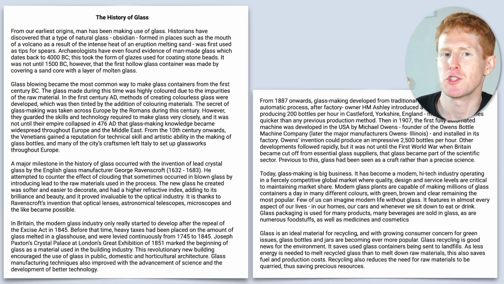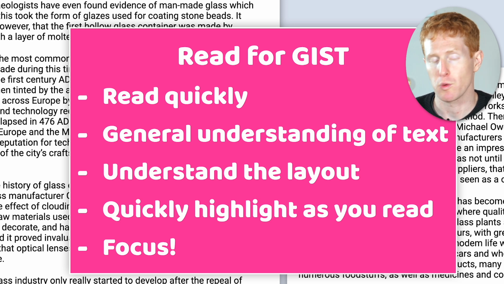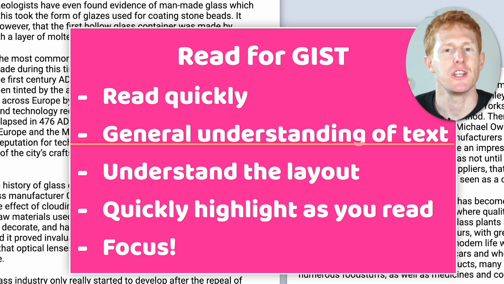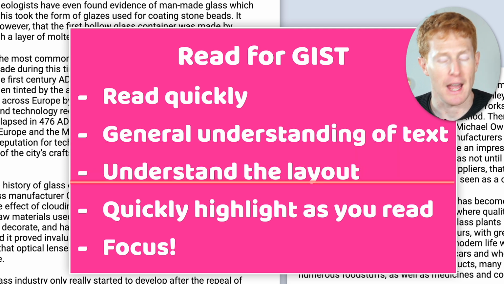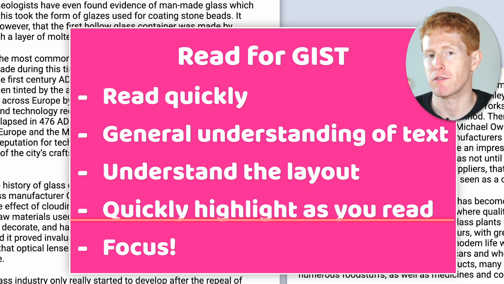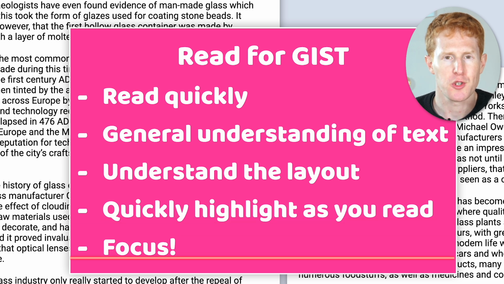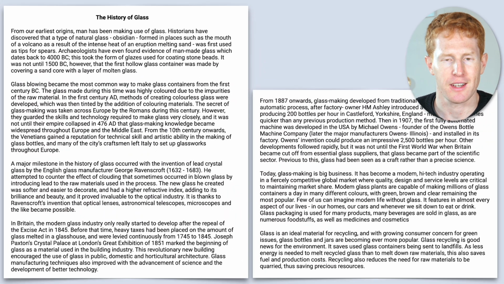And what you're going to do is to read the text for gist. Now, that means reading it quickly, trying to get a general understanding of the text, trying to get a general understanding of the layout. You may want to quickly highlight words and phrases while you read, and it's important that you focus. Don't get distracted. Don't worry, you don't have to understand everything. You're just trying to get a general understanding. So let's do that now together.